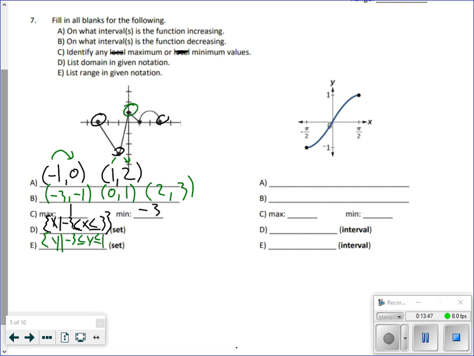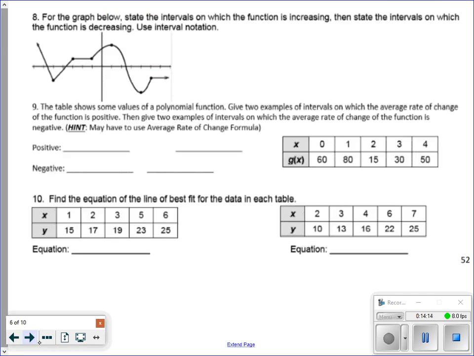That happens at 1. And we can see that the interval of the range is the same as your max and your min. And that's because the max and min are the smallest y value and the biggest y value. For the second part of 7, I'm going to let you guys do that on your own. Remember, the key is online. Number 8 is very similar to the previous problem, so I'll let you guys do that on your own.